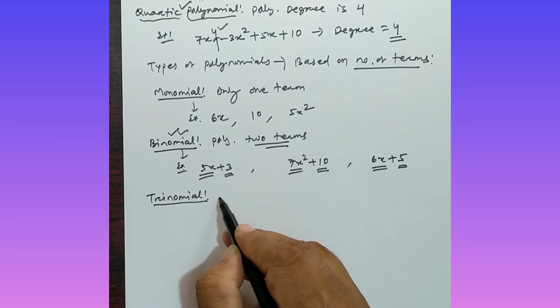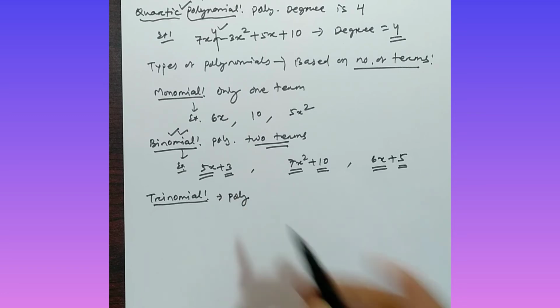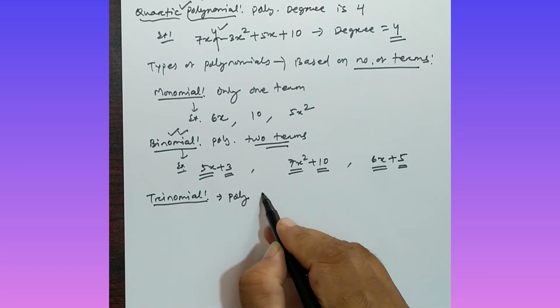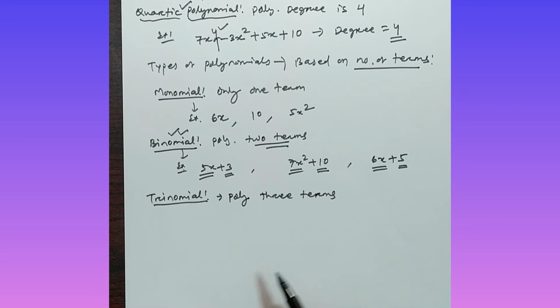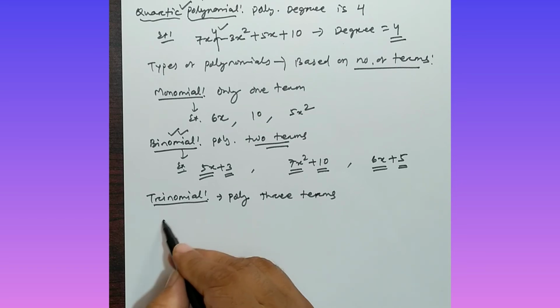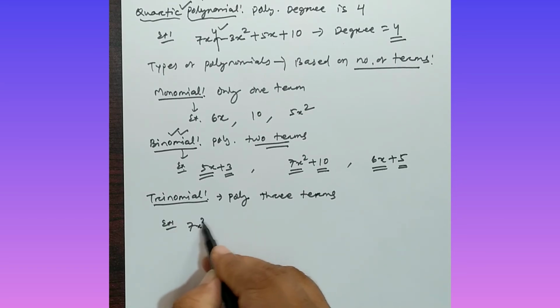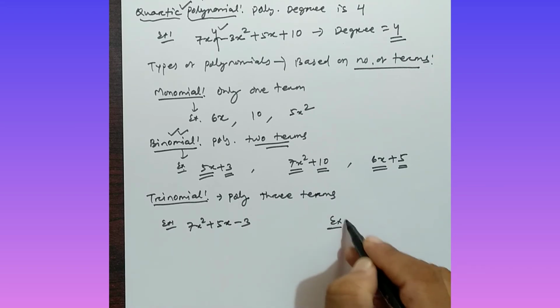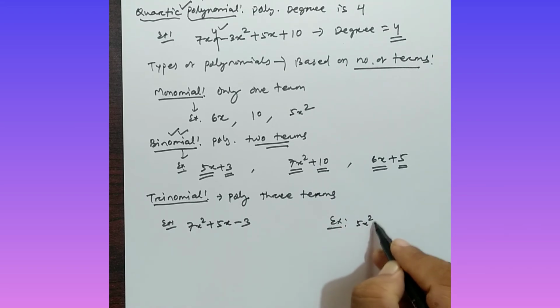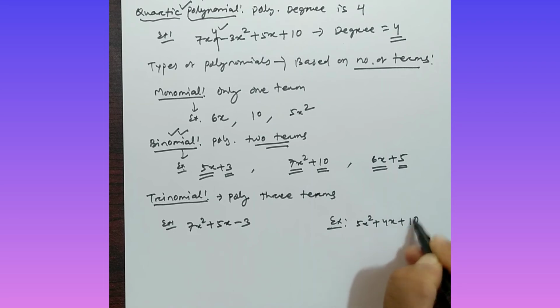Trinomial. So what is the meaning of that? It means a polynomial which is having three terms. A polynomial which is having three terms is called a trinomial. Let's suppose I'm saying 7x square plus 5x minus 3. Another example, 5x square plus 4x plus 10.